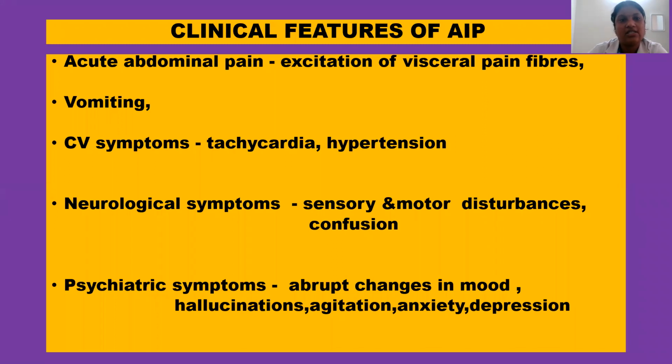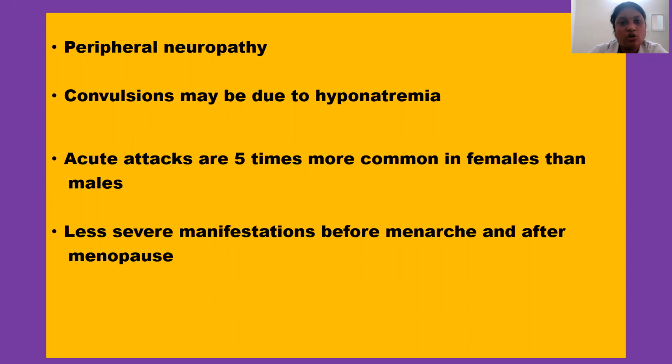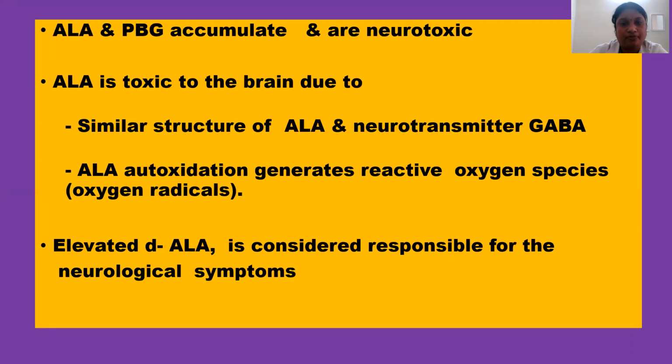What are the clinical features? Clinical features are acute abdominal pain because of excitation of visceral pain fibers, vomiting, tachycardia, hypertension, sensory motor disturbances, confusion, and abrupt change in mood, hallucination, anxiety, depression, etc. And peripheral neuropathy, convulsions due to hyponatremia. And as I have already discussed, acute attacks are more common in females than males, and there are less severe manifestations before menarche and after menopause.